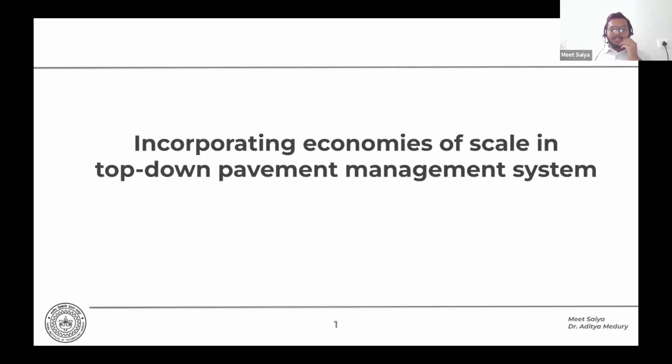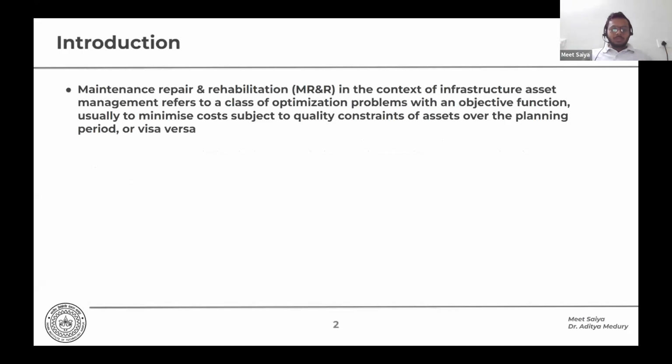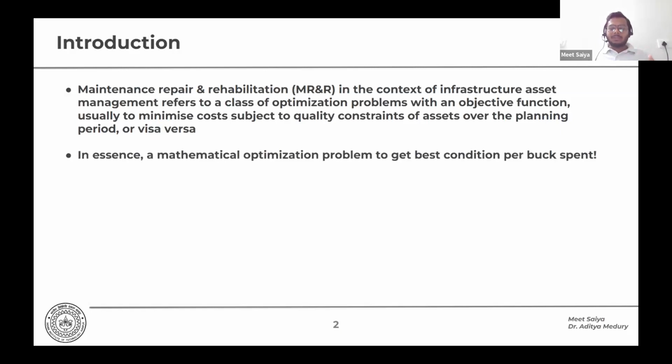So I'll be presenting today my thesis work. My mentor Aditya sir is over here. The topic is incorporating economies of scale in a top-down pavement management system. A little bit of introduction. Maintenance, repair, and rehabilitation basically means that we set up an optimization problem, either to minimize cost subject to quality constraints, or to maximize quality subject to budget constraints. Basically, what we want is the best condition of asset per buck spent.